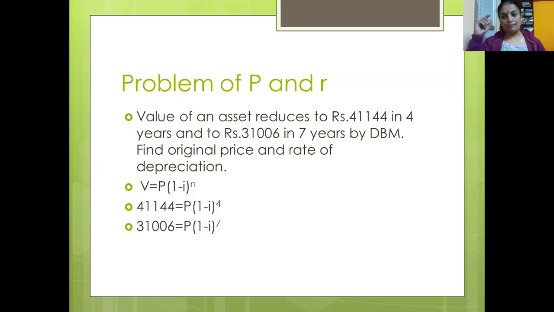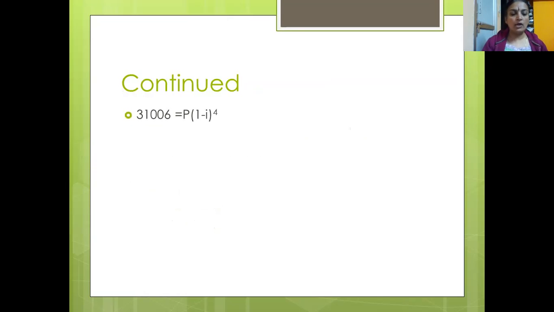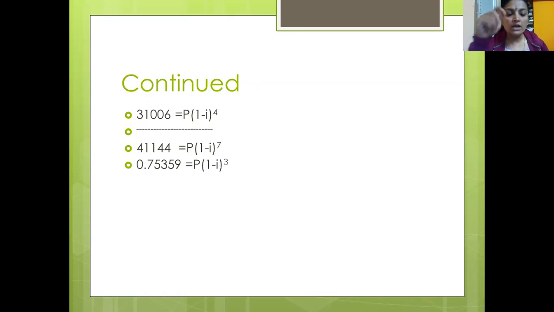Now let us do something so that we have only one equation. That means let us divide these two equations. Dividing equation 2 by equation 1, we get 31,006 divided by 41,144 on one side, and (1 minus I) raised to the power of 7 divided by (1 minus I) raised to the power of 4 on the other. In such divisions, the powers subtract, 7 minus 4, that is 3. So we get (1 minus I) raised to the power of 3, and 31,006 divided by 41,144 gives 0.75359.